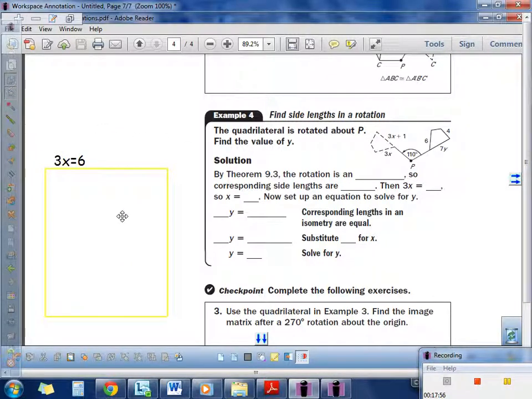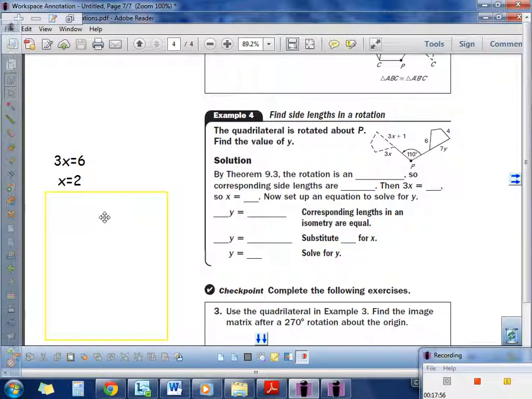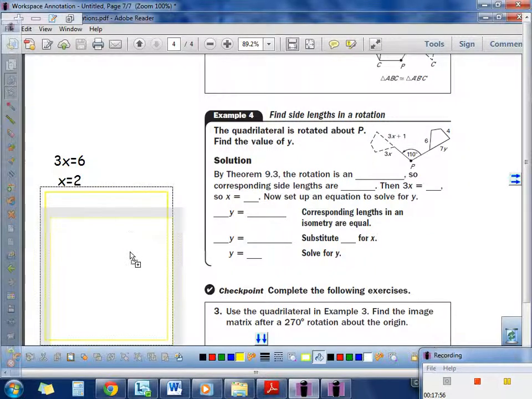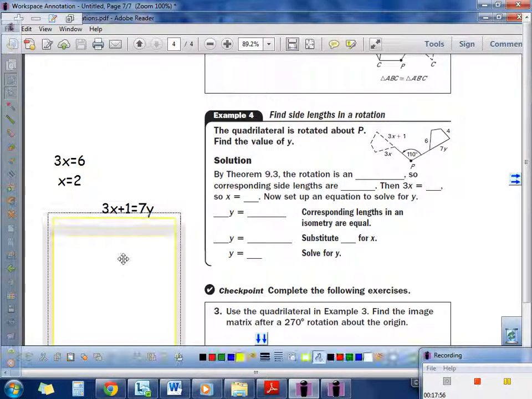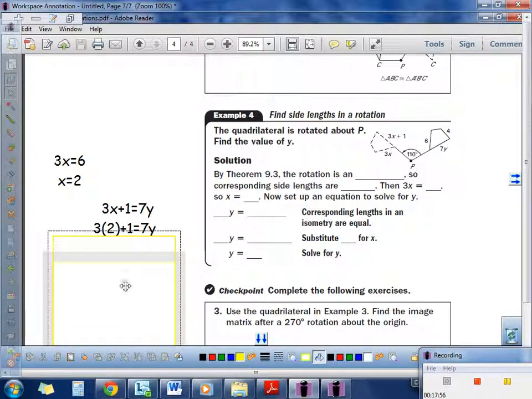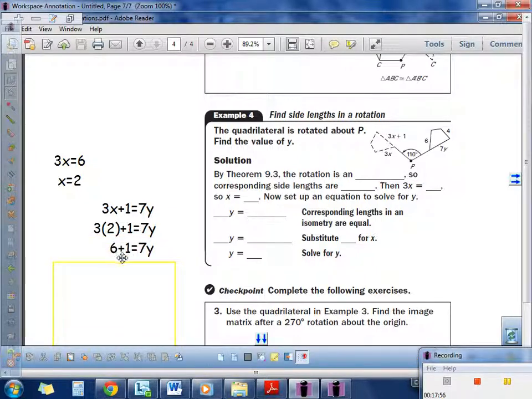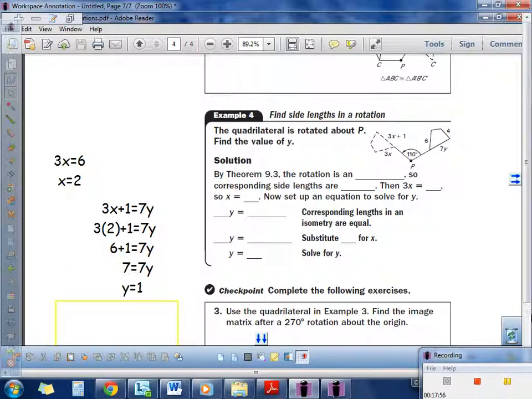3x equals 6. And we can divide by 3 and we'll get x is 2. Now we can use that value and we can set 3x plus y equal to 7y. Now we can substitute this 2 in for the x. We can do 3 times 2, and we get 6. Now 6 plus 1 is very easy. We get 7. Divide by 7 and we get y is 1. That's it.